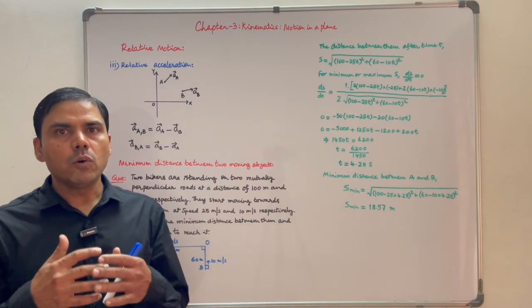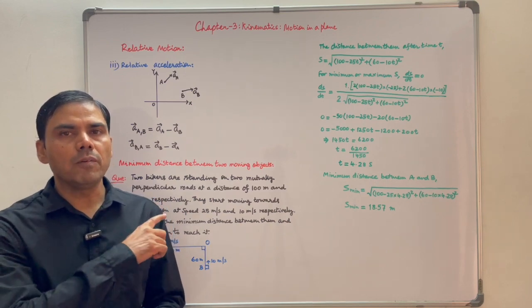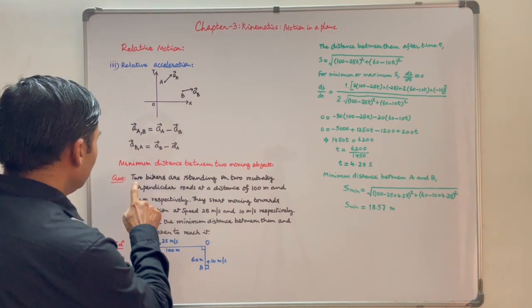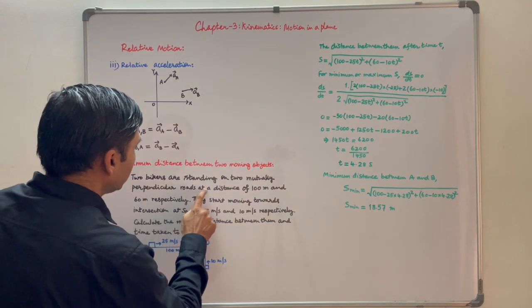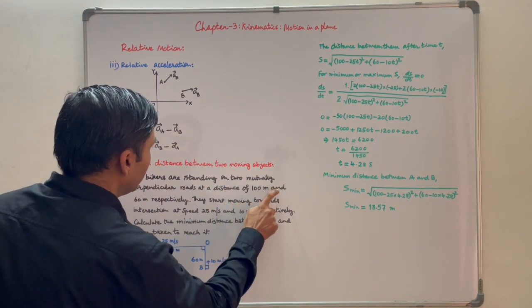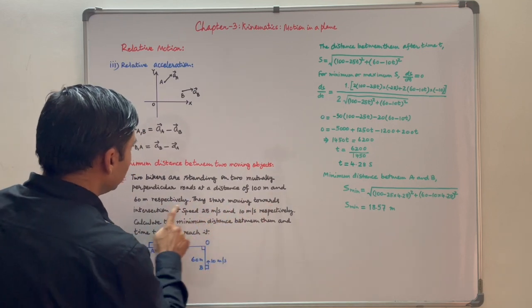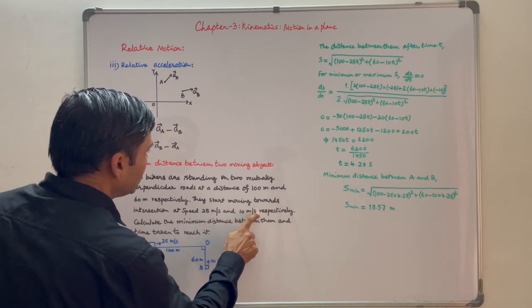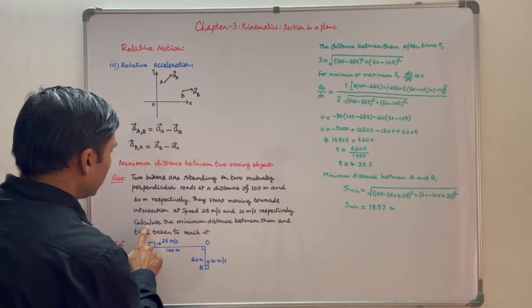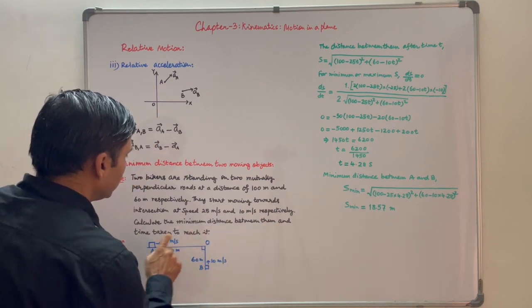Now let us see how to calculate minimum distance between two moving objects with the help of this question. Two bikers are standing on two mutually perpendicular roads at a distance of 100 meter and 60 meter respectively. They start moving towards intersection at a speed 25 meter per second and 10 meter per second respectively. Calculate the minimum distance between them and time taken to reach it.